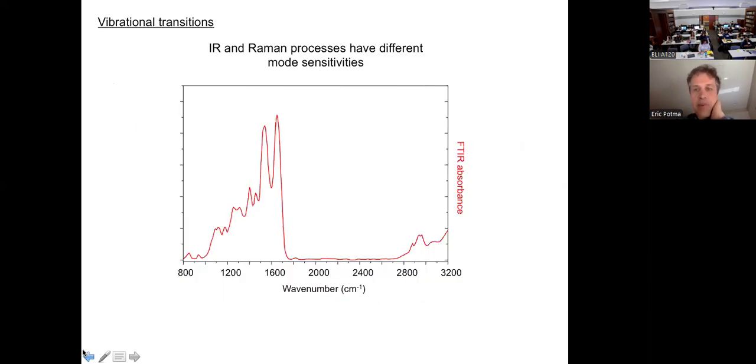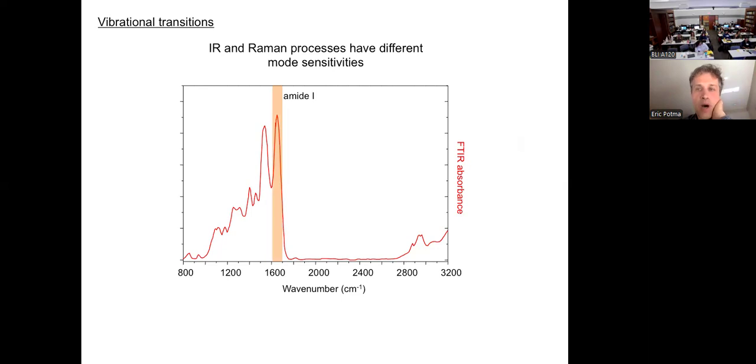So here's an example of a vibrational spectrum. This is the absorption spectrum, the IR absorption. You see here is an axis in wave numbers. I'll tell you what that means. And you see all these features, all these lines, all these bands correspond to the vibration of particular chemical moieties. Particular chemical groups have particular oscillation frequencies.